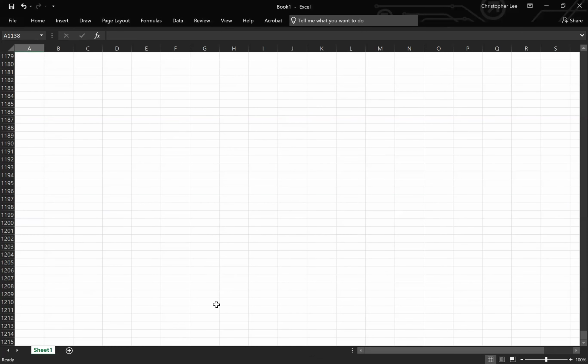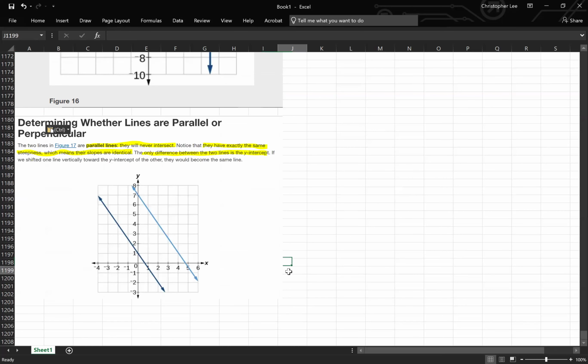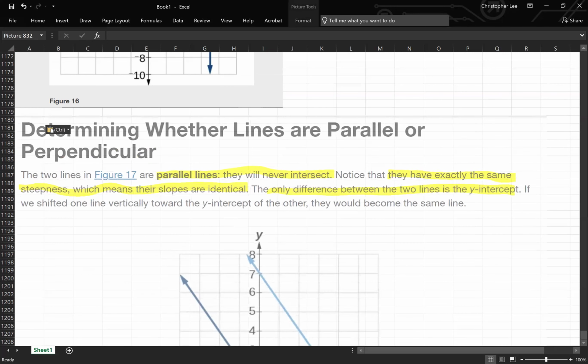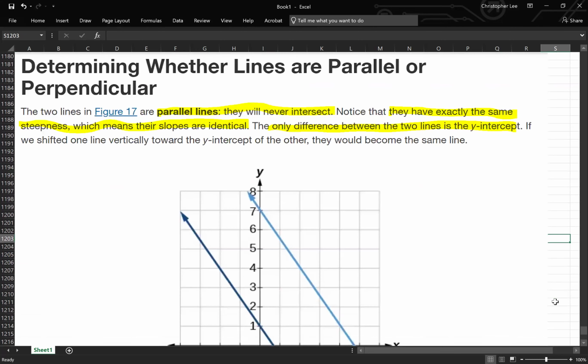All right, let's take it up a notch. So we're going to be determining whether lines are parallel or perpendicular. It's real simple. We just have to look at the slope to tell this, right? Two lines, like in this image down here, are parallel if they will never intersect. Notice that they have exactly the same steepness, which means that their slopes are identical.